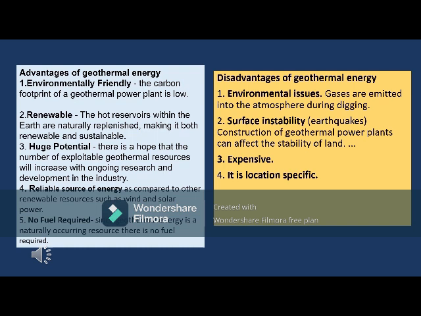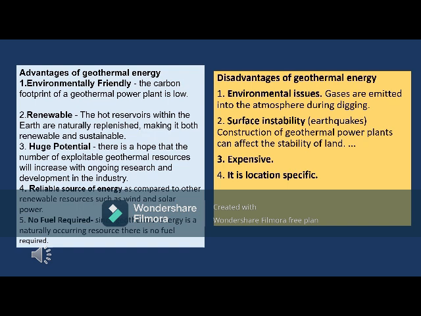Number five, no fuel required. Since geothermal energy, you can get the fuel naturally. Because, of course, it is natural, and when the water goes back inside, what we get is always hot.